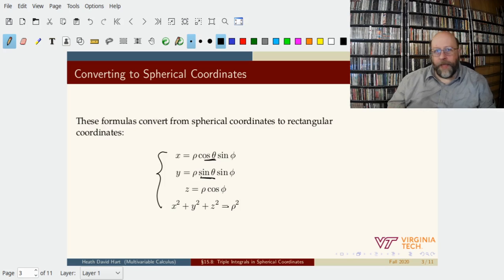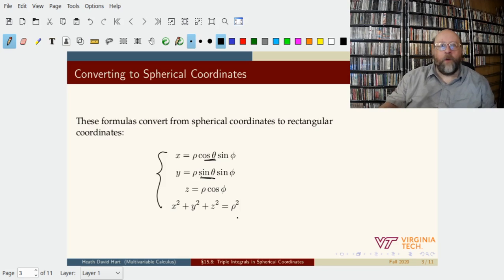And then we talked about this formula already. This is just a distance formula, that the distance from a point to the origin is the square root of x squared plus y squared plus z squared. This is that formula just with both sides squared. Okay?